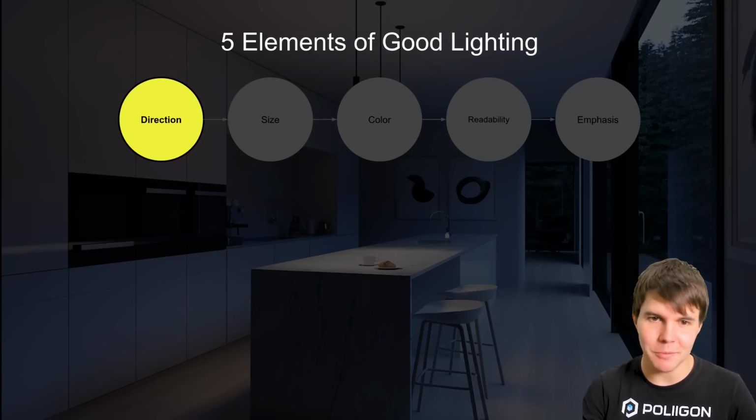If you've ever mucked around with a flashlight before, you probably already know that direction can drastically change how something is perceived. And that is the topic for part 1 of the lighting series, direction.